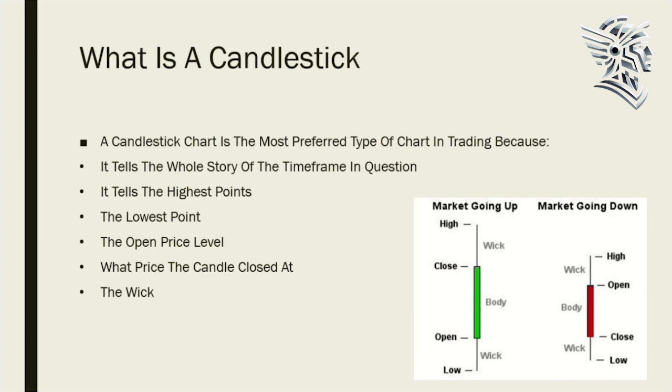So what's a candlestick? Well, to begin, a candlestick is simply the most preferred type of chart in trading. And why? Because it tells the whole story of the time frame in question. It will tell you the highest points, the lowest points, the opening price, the closing price, and in between, it's just called a wick. So here you have an anatomy of a candlestick. You can see this is a bullish candlestick, which we'll get into in the next slide. And it basically just means that price closes higher than the open. So it opens down here, as you can see, and then closes up here. So it's bullish, it's gone up.